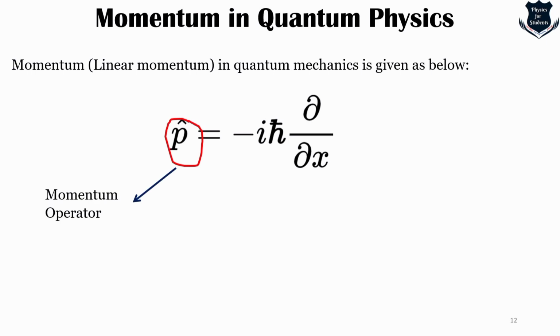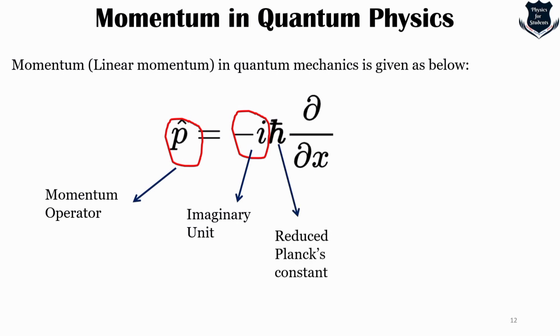So this is the momentum operator, which we understood. Now this minus i is actually the imaginary unit. This is the reduced Planck's constant and these are the partial derivatives. So this is a component by component understanding of the momentum part.